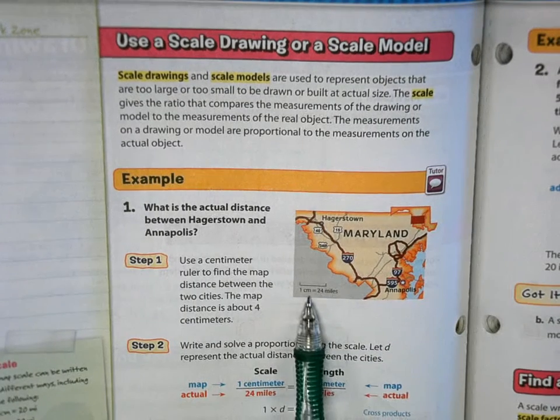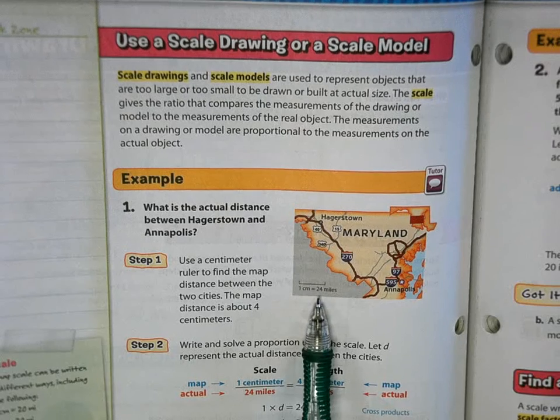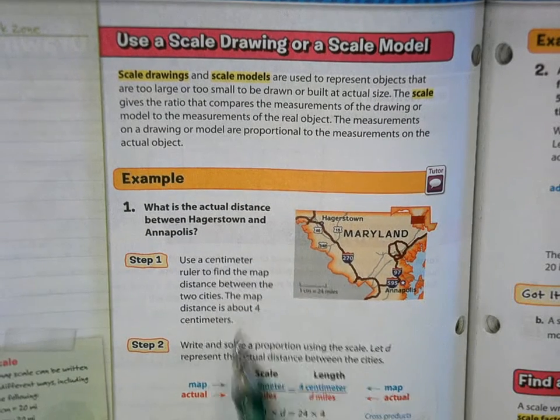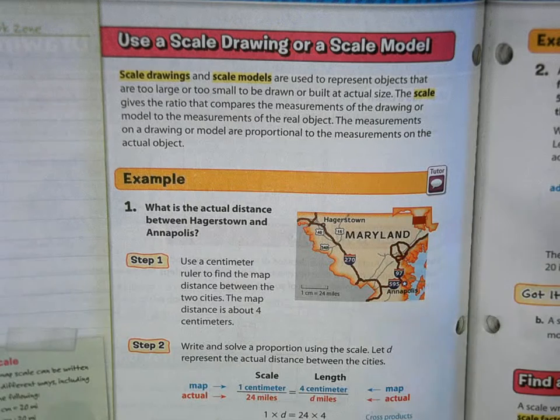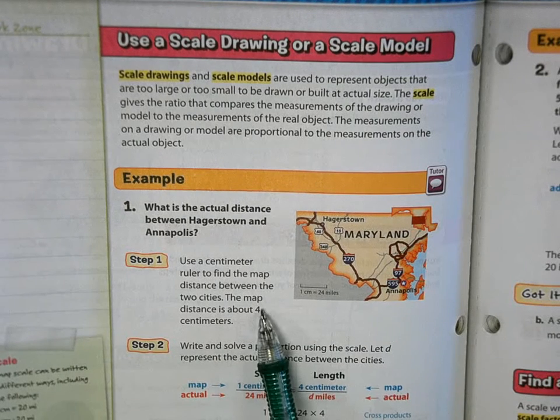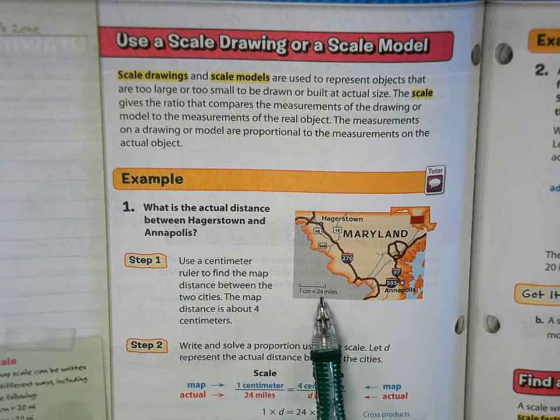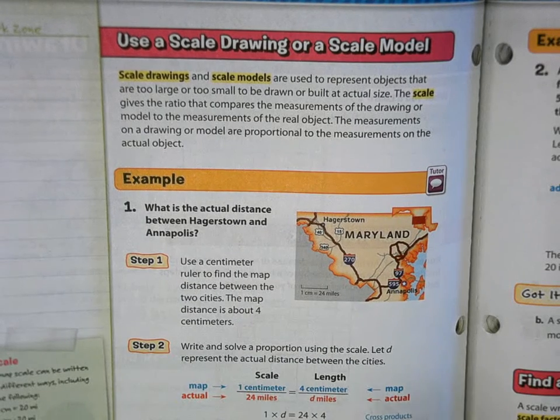But see here how it has a scale? 1 centimeter to 24 miles. Okay, and it says this map is about 4 centimeters. Okay, so how would we get from 4 centimeters to miles? We would multiply by 24, right? Okay, so there's the picture, and then here's the math.